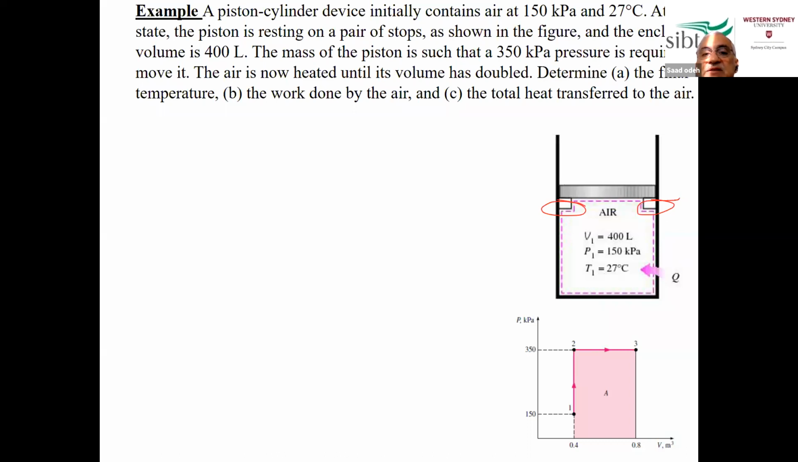The mass of the piston creates a pressure of 350 kilopascal on the gas when it moves, which means that P2, the maximum pressure in the process, is 350. P1 is 150. So we are providing heat to the cylinder, and we allow the air to expand.